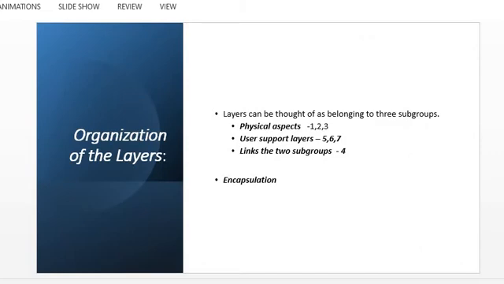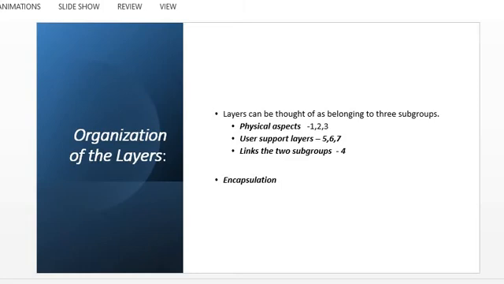So the 7 layers of the OSI reference model can be thought of as belonging to various subgroups. And we can say that layers 1, 2, and 3 belong to the physical aspects of the communication process. So the physical layer, the data link layer, and the network layer will fall under the physical aspects group.